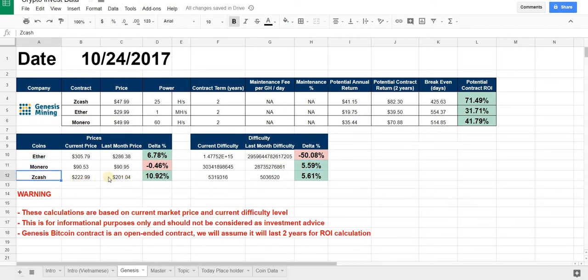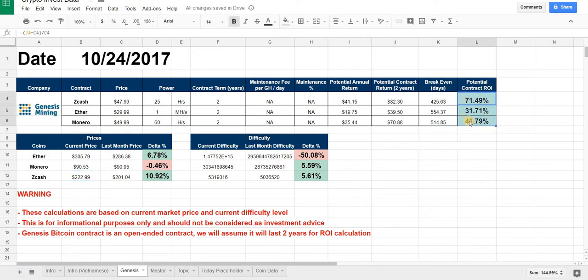Zcash is currently at $222, and last month Zcash was at $201. The delta for Zcash is about 10.92% in terms of pricing since last month, so it is up 10.92%. The difficulty level is up 5.61%. Overall, the numbers have been getting a little better.